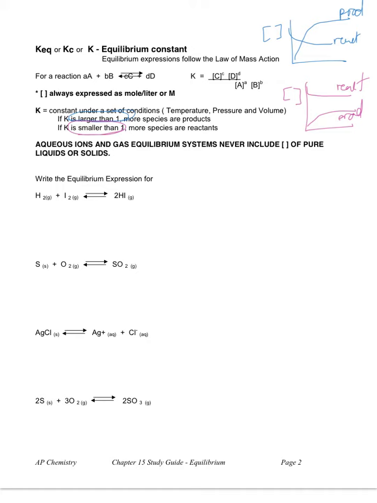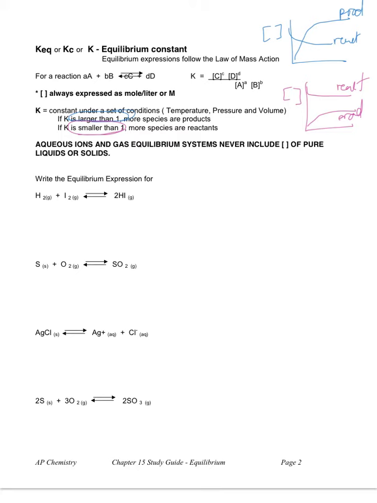Remember that when you write the equilibrium expression, you only include aqueous ions, so aqueous solutions, and gaseous species. You never put liquids or solids in there. There is no concentration of a liquid or solid. So let's write the equilibrium expression for these reactions. Let's start with the first one here. So H2 plus I2 yields 2HI.